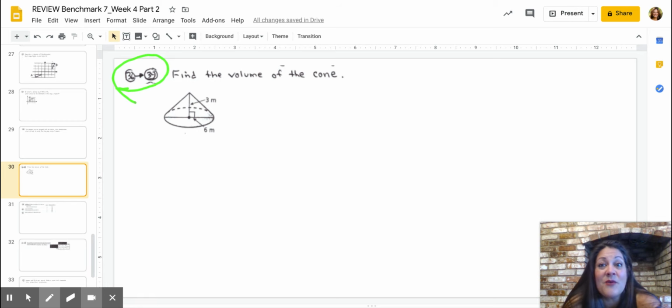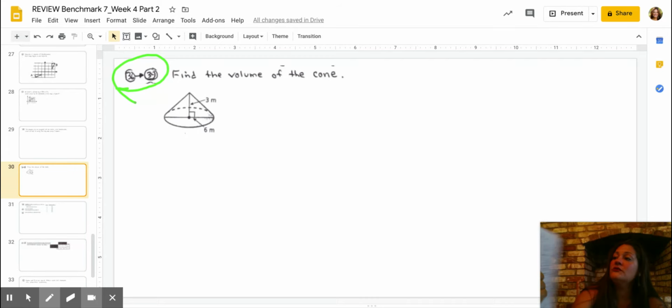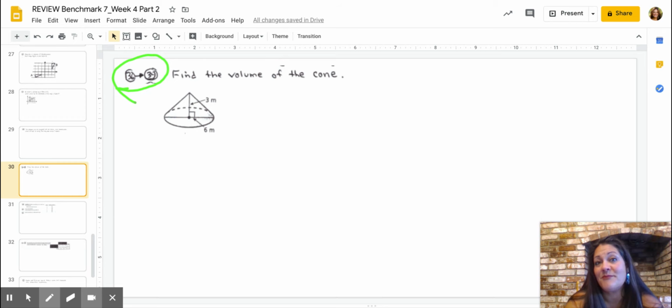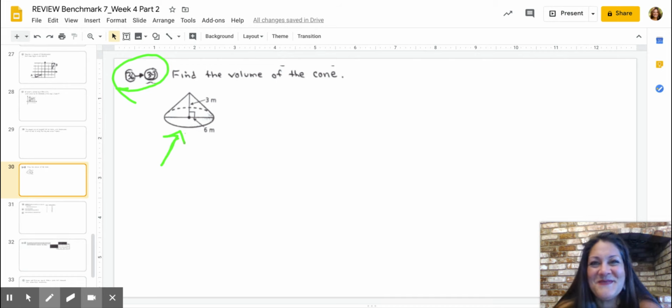So I want to remind you, you can go back to your notes or your red resource. Here's the volume of a cone. So it's going to be 1/3 base times height. And of course, the base is a circle, and it's all about that base. So that's going to be pi r squared.